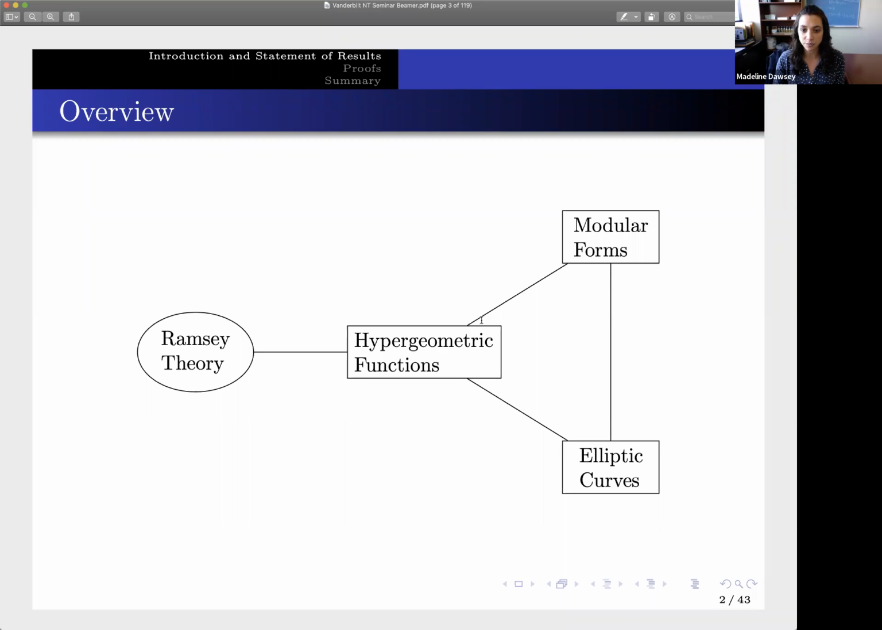That's the most basic connection, with the weight 2 newforms. There are actually connections between higher weight newforms and hypergeometric function evaluations. That's more interesting to me because those are ones that don't come from the modularity theorem. There are several examples of higher weight newforms having formulas relating them to hypergeometric functions and then back to the Ramsey theory, which was surprising for me.